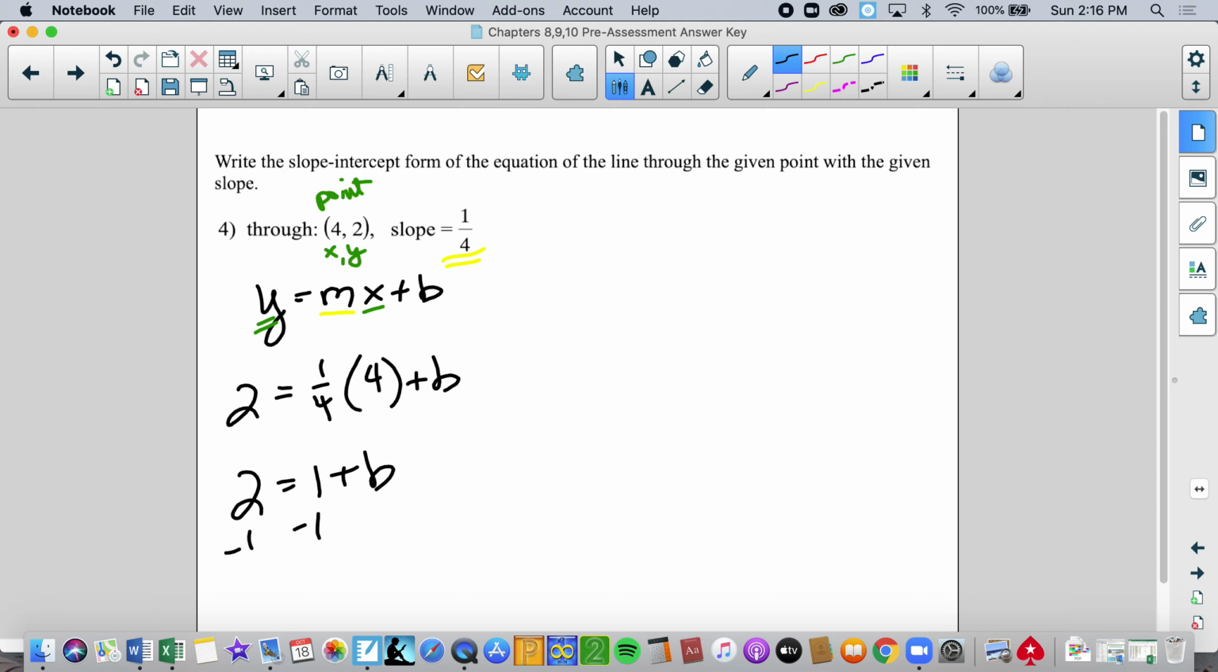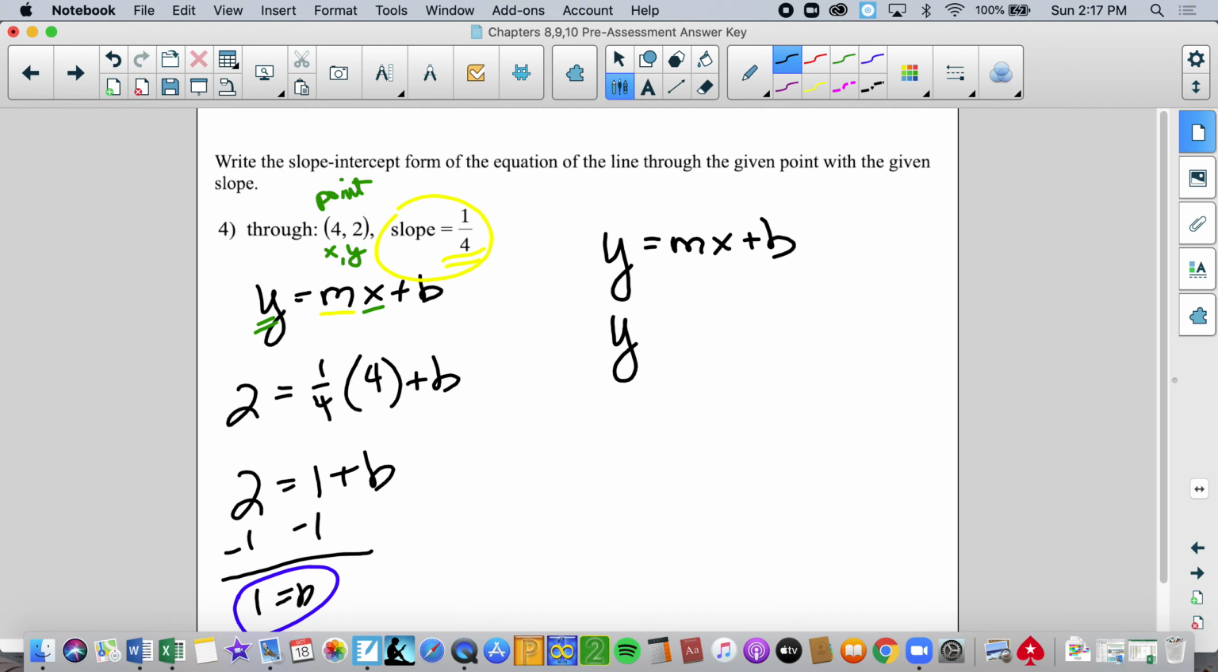I'm going to subtract 1. I get 1 equals b. So now I have the y-intercept, which is 1. I have the slope, which is 1/2. So now I can plug in for y equals mx plus b. Y equals, the m is 1/2, the b is 1. We leave the x and the y open because we want to write it for all the points. Whenever we plug in for x and y, we're talking about a specific point. In this case, we talked about 4, 2. But I want to know what is the equation for all the points.